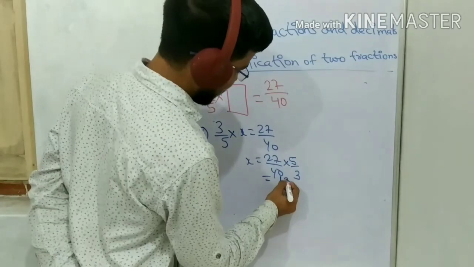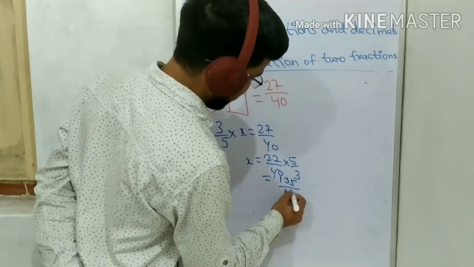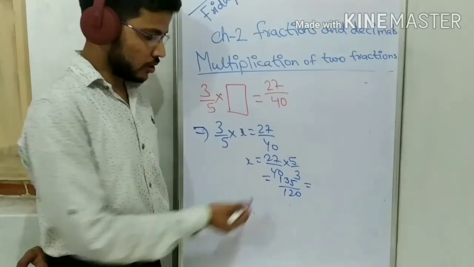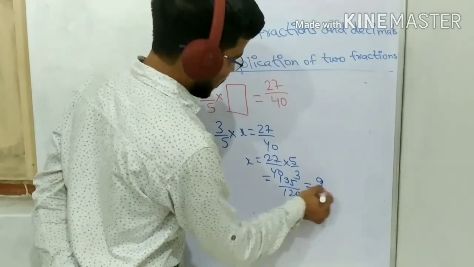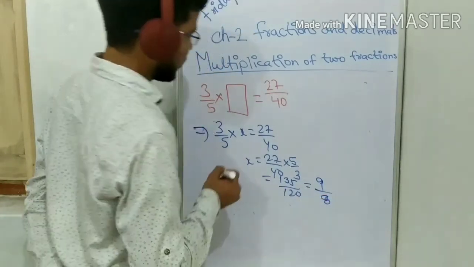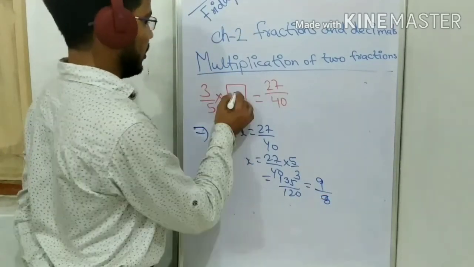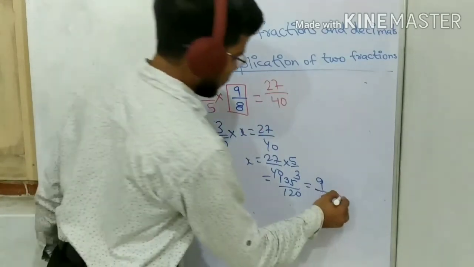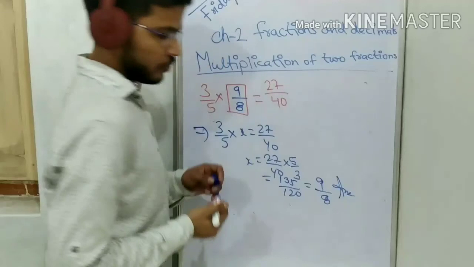So what will we get? 27 5s are 135 and 40 is 120. Now we will divide it. If you know the table of 15, we will easily do it. 15 9s are 135 and 15 8s are 120. What will be the fraction? 9/8. Got it?